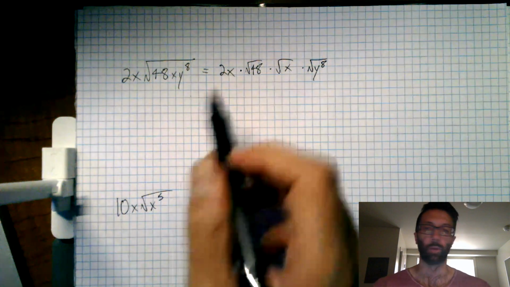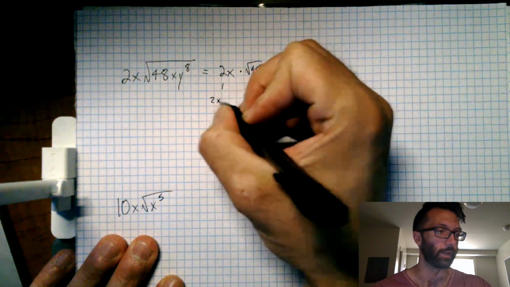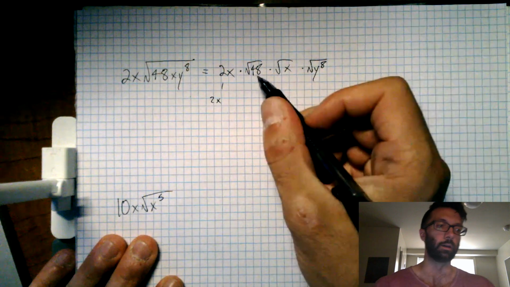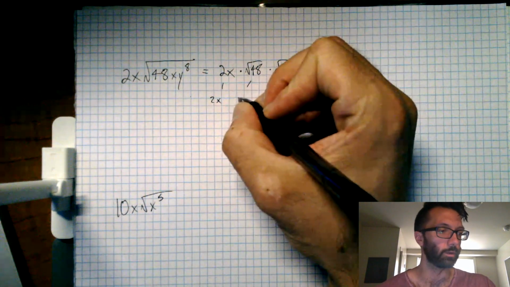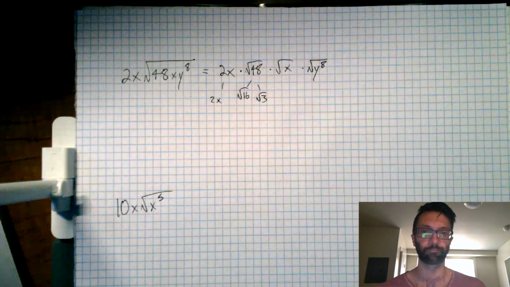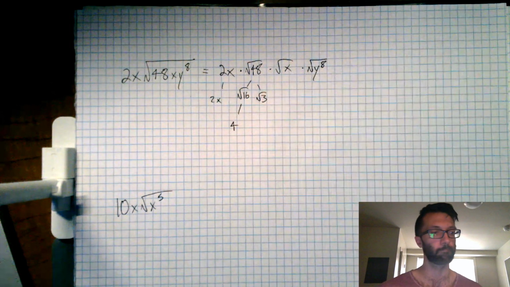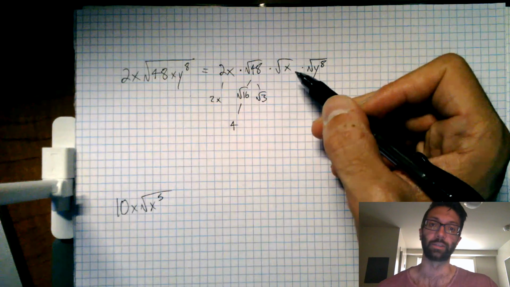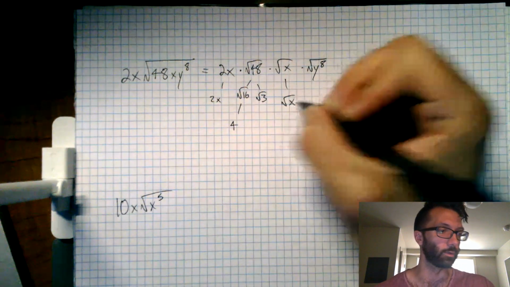And now the 2x doesn't have a radical on it, so I don't need to do anything with that. So I'll just leave this 2x. The square root of 48 we can break down into the square root of 16 times the square root of 3. And the square root of 16 is, of course, 4. Now, the square root of x, we're just going to leave that as is, because that's as simplified as we can get. So I'll leave that as the square root of x.